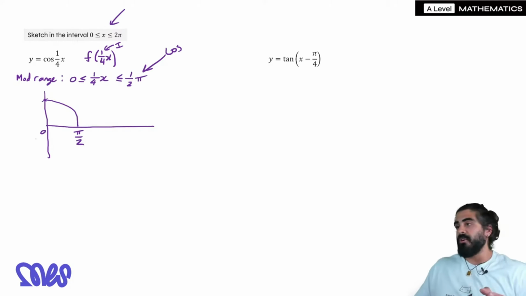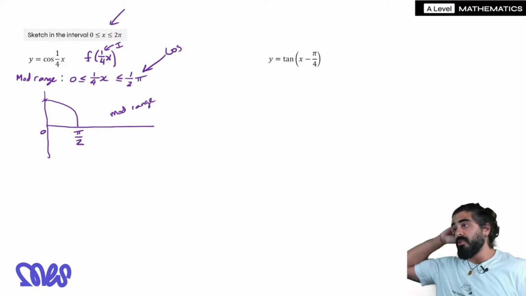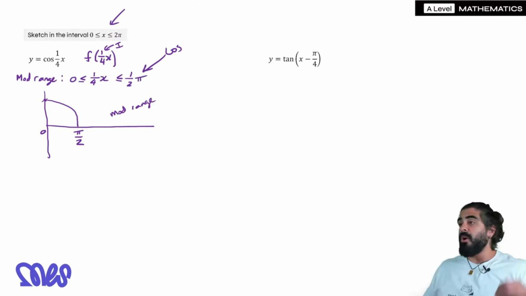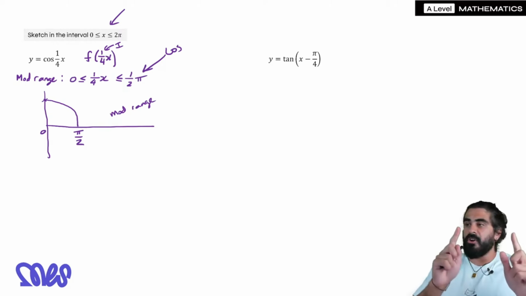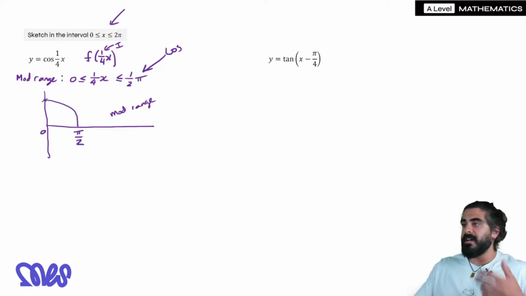That's the cosine graph within the modified range. This is the mod range cosine graph. Now remember what you lot said. You said if it's 1/4 x, all you do is stretch the graph by a scale factor of 4. Now look what happens. If I take pi over 2 and I times that by 4, it goes back to 2 pi, and that's my answer.